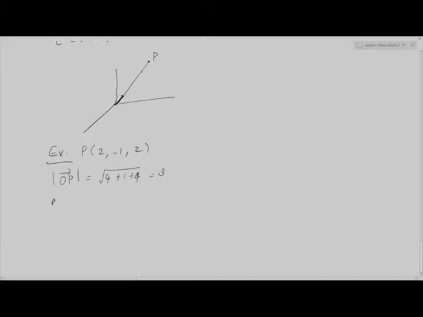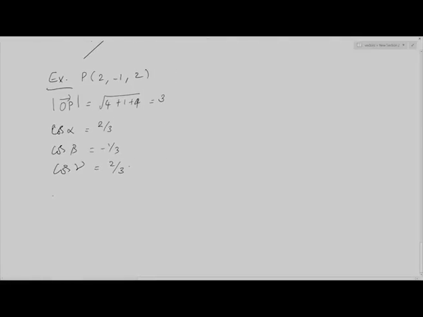Therefore, the unit vector has components cos alpha, cos beta, cos gamma, which are 2 by 3, minus 1 by 3, and again 2 by 3. So, this unit vector is i cos alpha plus j cos beta plus k cos gamma.